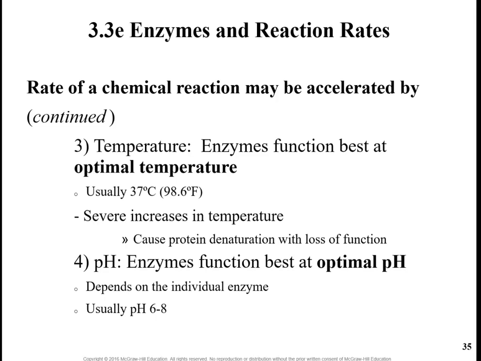As for pH, the effect depends on the enzyme. Most enzymes have an optimal pH of about 6 to 8. So if you go too far outside of that pH window, either too acidic or too basic, you're going to denature your enzyme. And that changes the shape of the enzyme permanently, so it cannot bind its substrate.